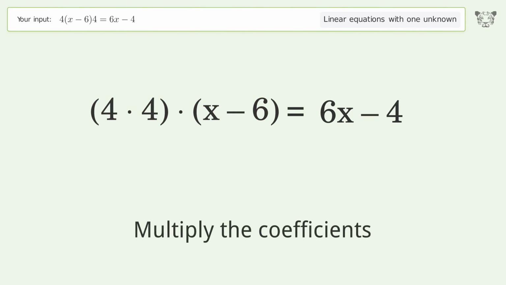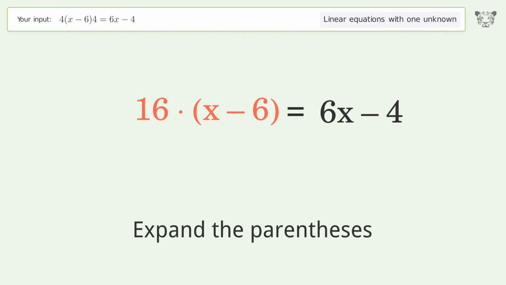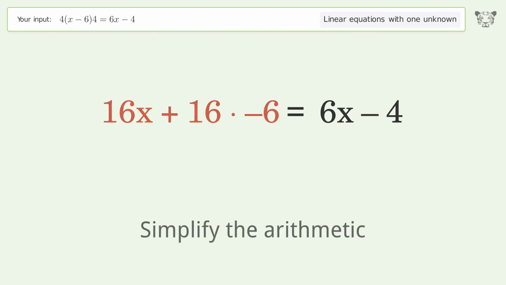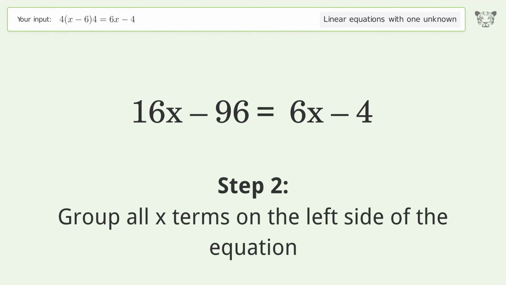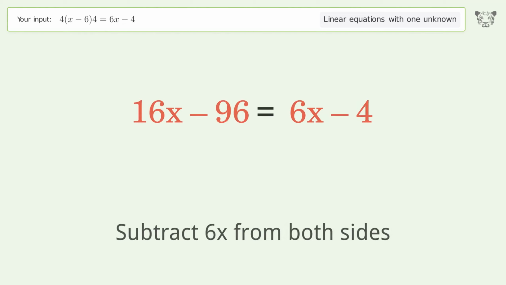Multiply the coefficients. Expand the parentheses. Simplify the arithmetic. Group all x terms on the left side of the equation. Subtract 6x from both sides.